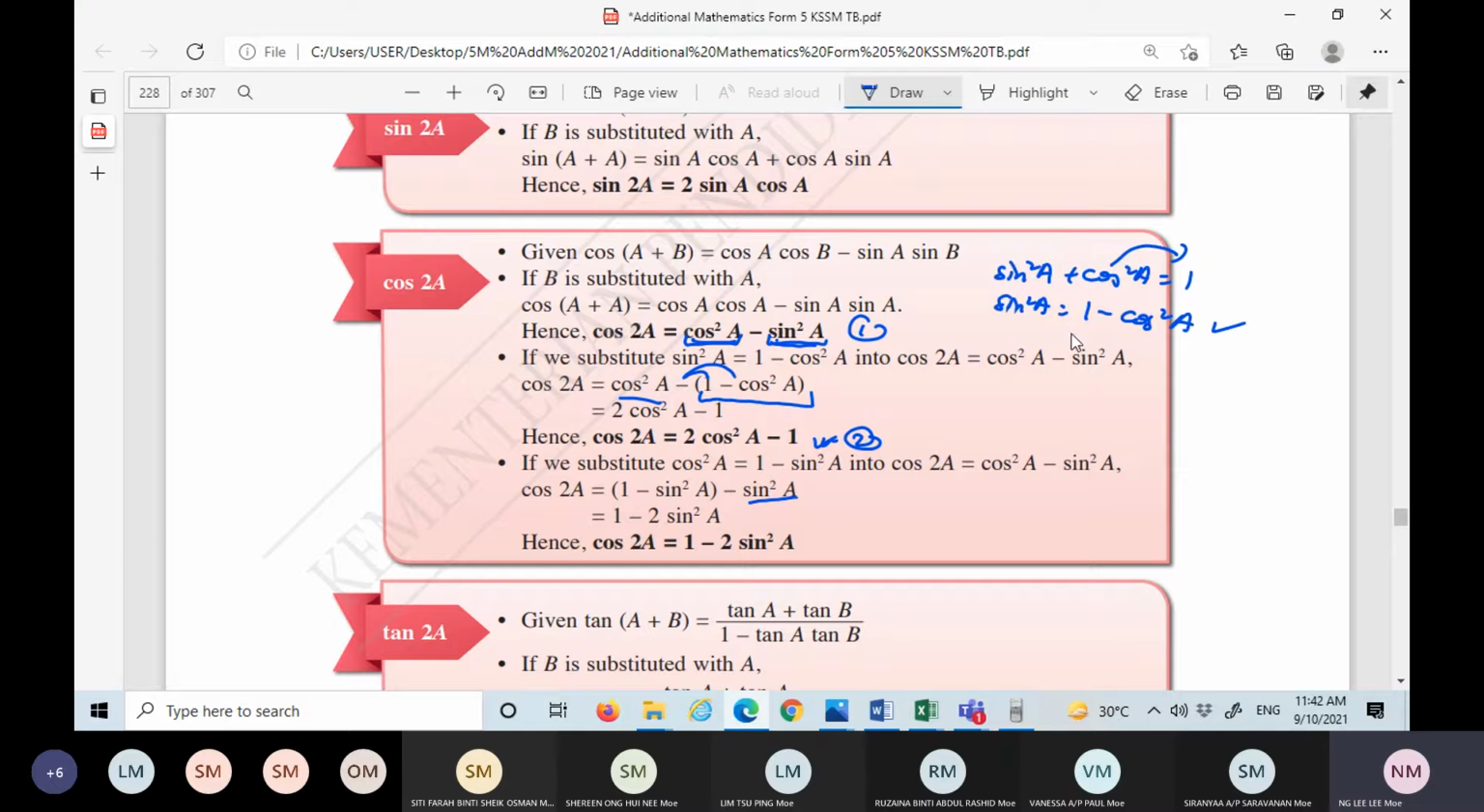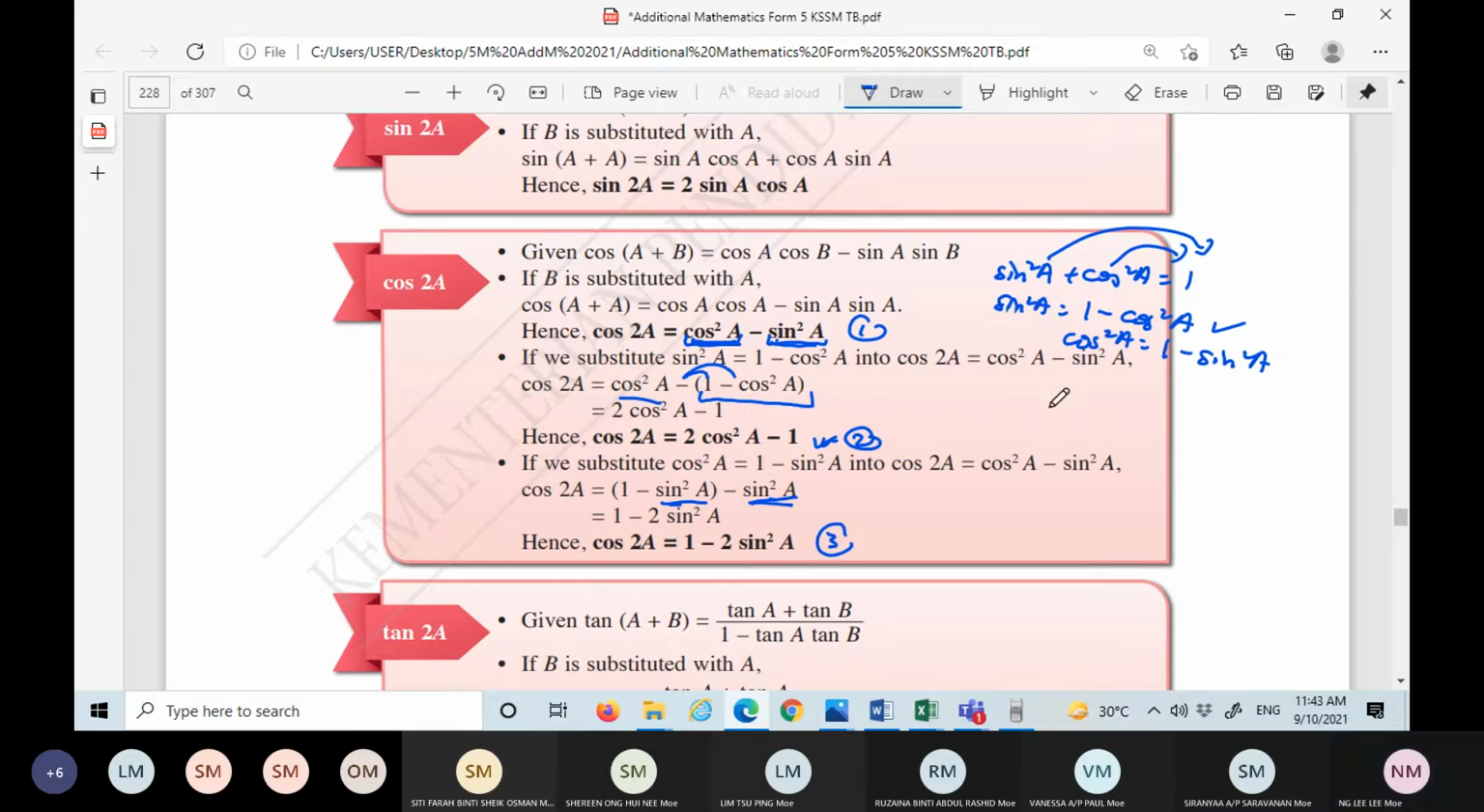Now you see, I want the cos square A, I don't want the sin square A, so I move to the other side, and it becomes 1 minus sin square A. So I'm going to replace the cos square A here with 1 minus sin square A. So 1 minus sin square A minus sin square A becomes 1 minus 2 sin square A, because this one and this one double up. So I have the third formula for cos 2A. So remember, cos 2A has 3 formulas.